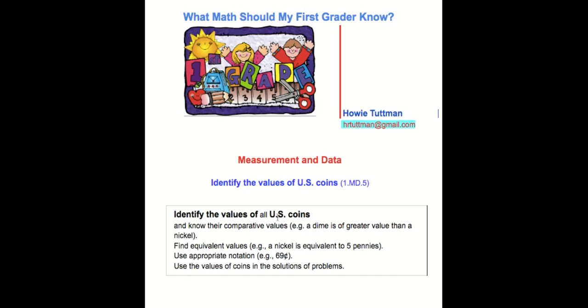Identify the values of all US coins and know their comparative values. For example, a dime is of greater value than a nickel. Find equivalent values. For example, a nickel is equivalent to 5 pennies. Use appropriate notation. For example, 69 cents. Use the values of coins in the solutions of problems.